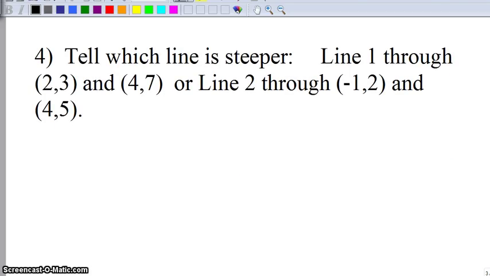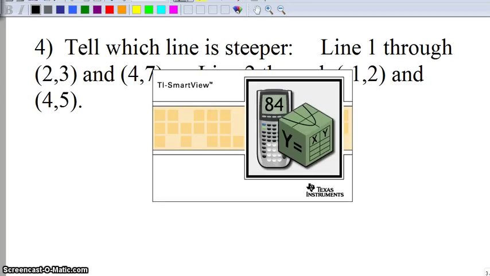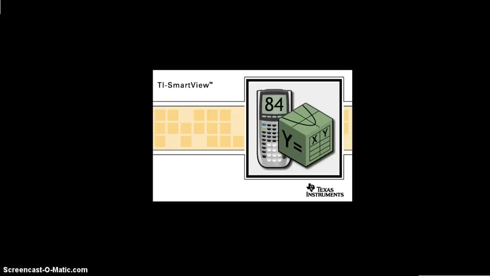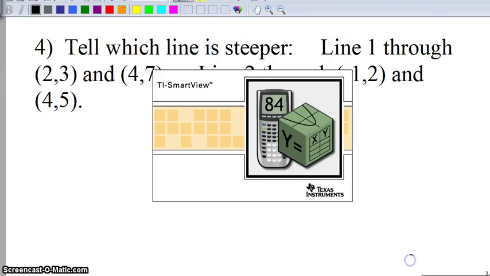Alright, tell which line is steeper. In general, the steeper the slope, the bigger the slope, the steeper the line. As the slope gets bigger, the line gets steeper. We can take a look at this on our graphing calculator and compare a couple of lines.